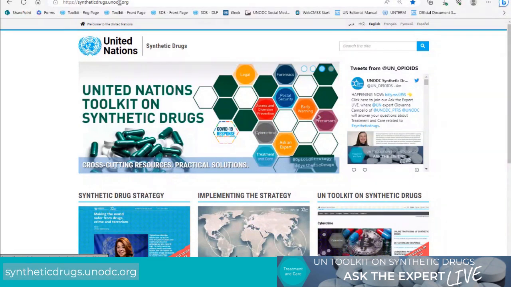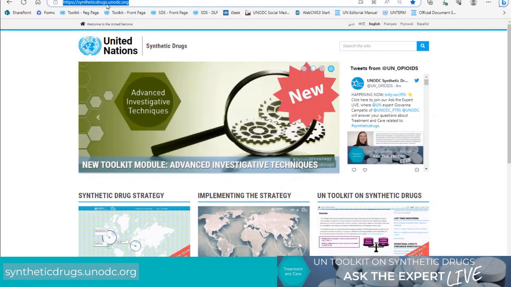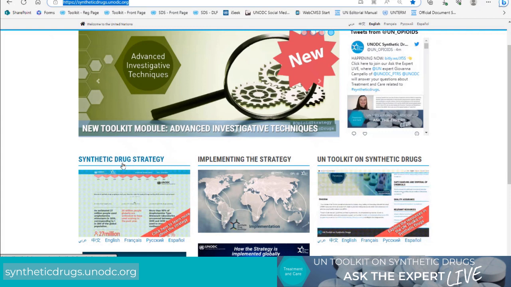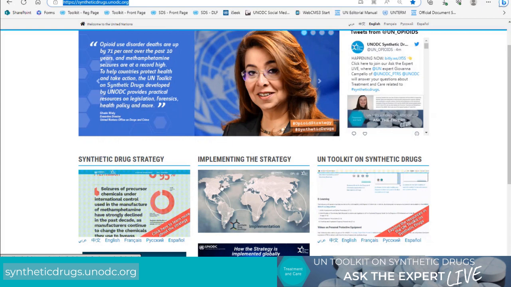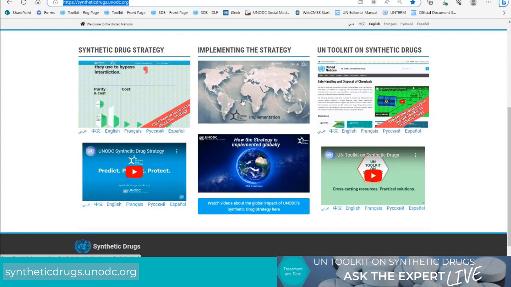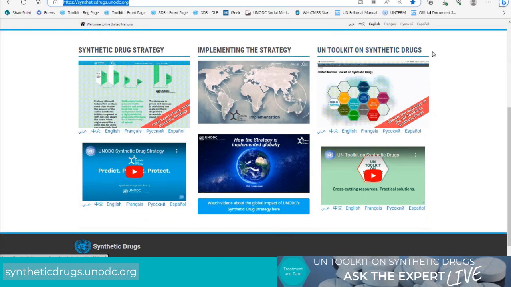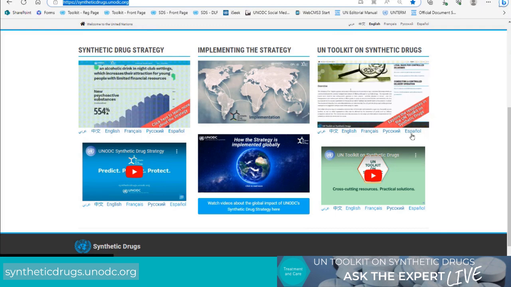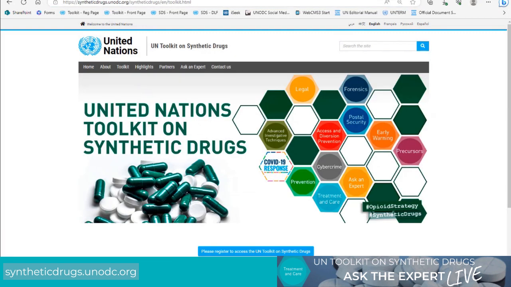I find the easiest way to get to the UN Toolkit is through the Synthetic Drug Strategy webpage, which is syntheticdrugs.unodc.org. When you come here, you'll see our landing page, which has the synthetic drug strategy here in all 6 UN languages, as well as information about implementation, upcoming events, other videos about what we've done so far, and of course, the UN Toolkit on synthetic drugs. The toolkit is available currently in all 6 UN languages, and today I will take you to the English page.